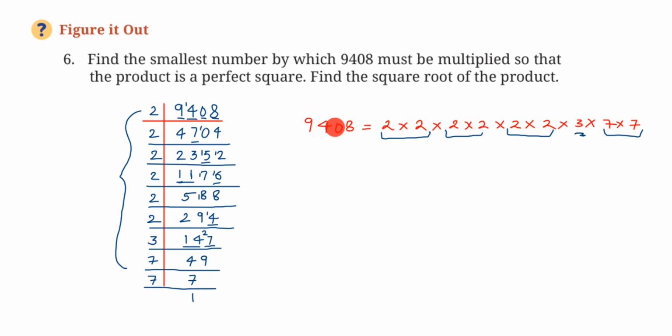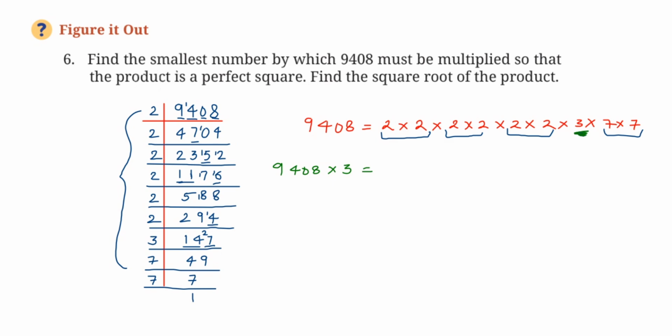It's very easy. Now if there is another 3 here which can form a pair, then this number will form a perfect square. Now we cannot just write a 3 here. We have to multiply by 3. So when you multiply by 3, you have to multiply on both sides. This will balance it. So here 9408 multiplied by 3. We are multiplying by 3 here because we want one more 3 so that it will form a pair. So whenever you see this type of question, you have to just look for the numbers which are not in pairs.